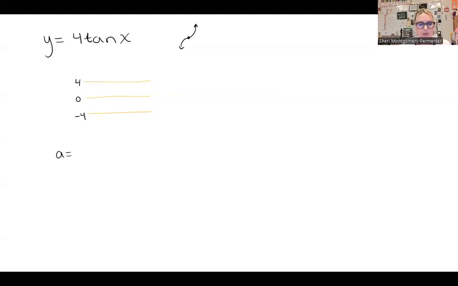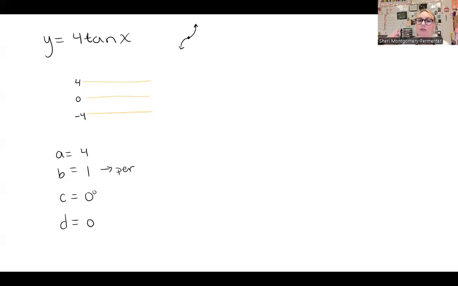I have my amplitude is 4, my period constant is 1, my phase shift is 0, so I'm going to stay at 0 degrees or radians if you want to do it in radians. And then I'm not shifting up or down, so the midline is at 0. For B, when you do sine and cosine, it's to figure out your period.